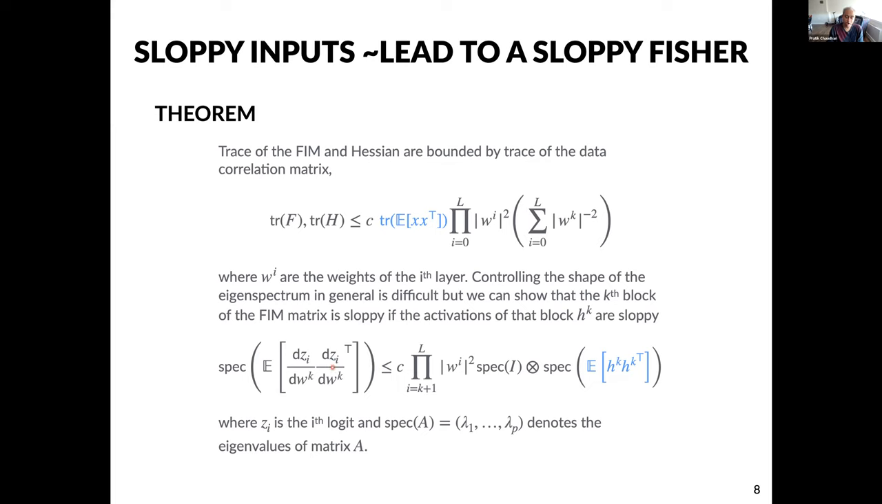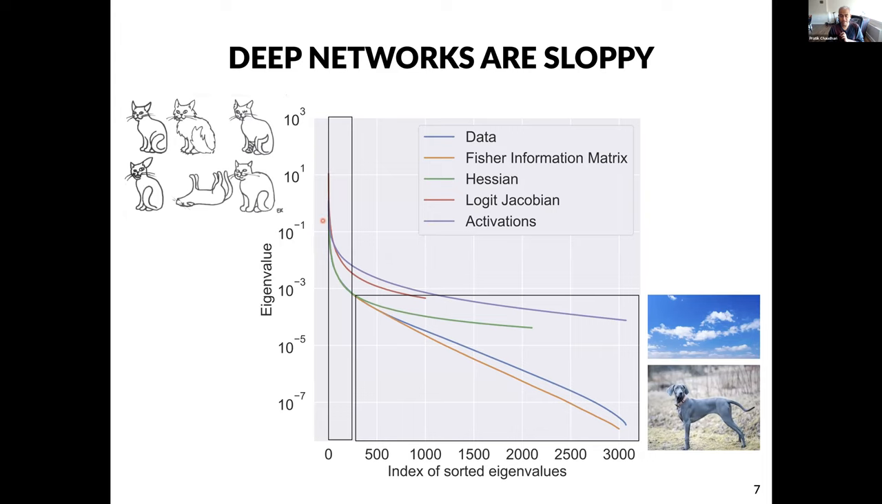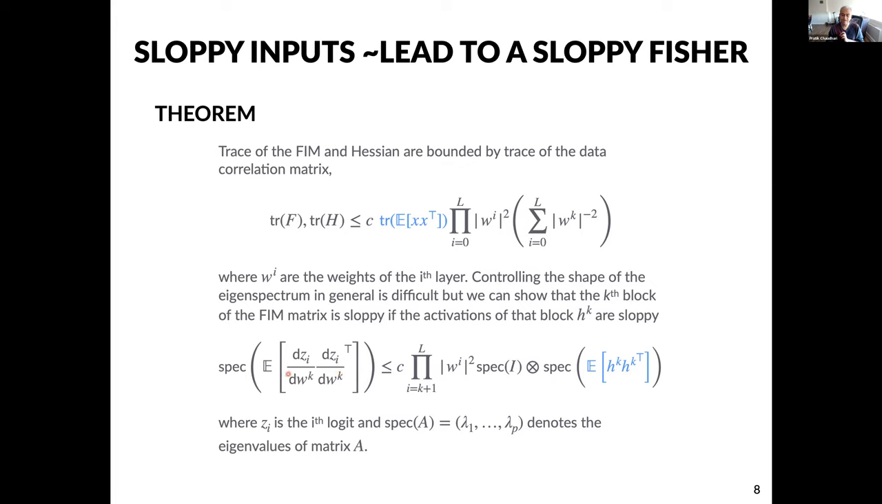We can also show that the blocks of the Fisher information matrix, which is a matrix of size number of weights times number of weights, on the diagonal, the eigenvalues of every block, which roughly speaking corresponds to all the activations of one particular layer of the network, are upper bounded by some stuff that depends on the weights again, and the eigenvalues of the correlations of the activations of that block. So if the activations of that particular layer are sloppy, and they do seem to be, the purple line also decays down after a big start, then the eigenvalues of that block of the Fisher are also sloppy. This is like a sequence-wise domination.